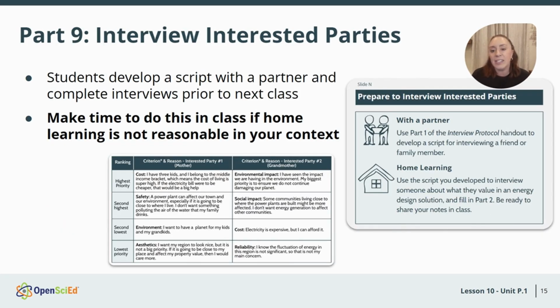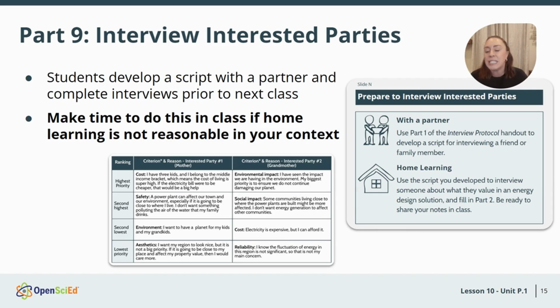Well, we realize that we're not designing a solution here for just random, made up people, but we're actually thinking about a real community. So if we're thinking about a real community, we need feedback from real people in our community. So students in part 9 here in day 2, we develop a script so that we can complete some interviews as home learning. And it's really important that we do not skip this step.